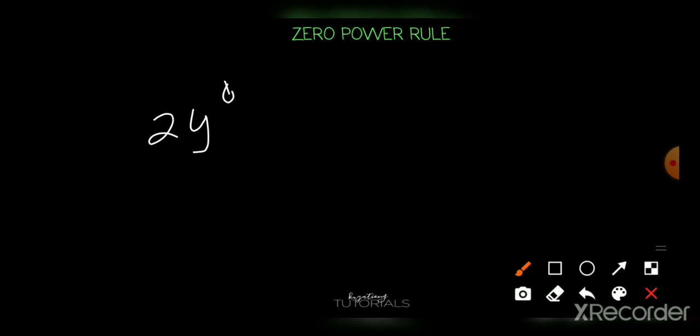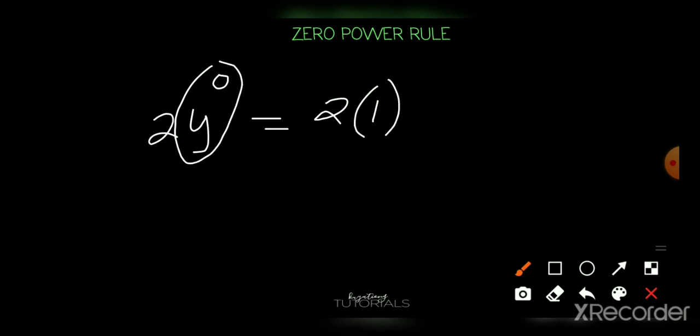Remember that if there is no parenthesis, the exponent only affects what it sits on. So the 0 is effective only on y, not on 2. So when we solve it, 2 is just copied, while y raised to the power of 0 becomes 1. So, 2 is the answer.